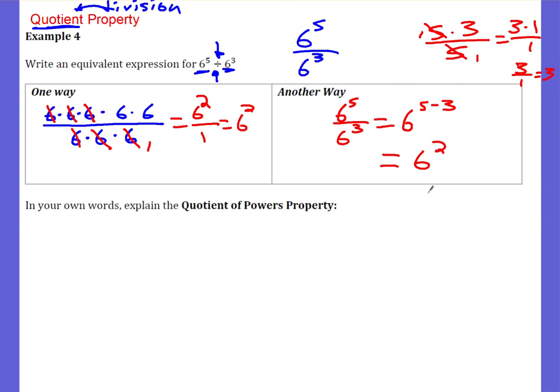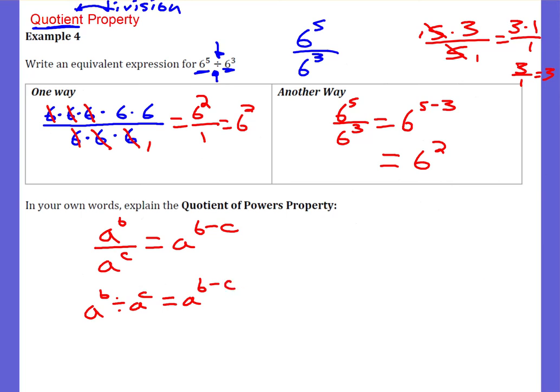So what I can do now is make a nice property here. I'm going to write it in two ways. One, if you see it in a fraction. One is if you see it as division. If I have something like a to the b divided by a to the c, and again, I'll write it two ways. I can write this as a to the b divided by a to the c. That just gives us a to the b minus c.